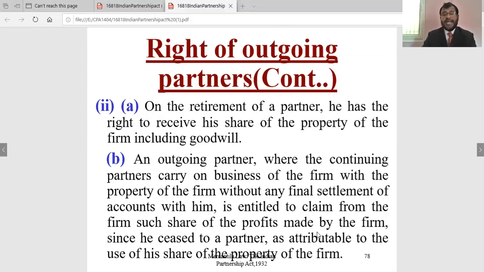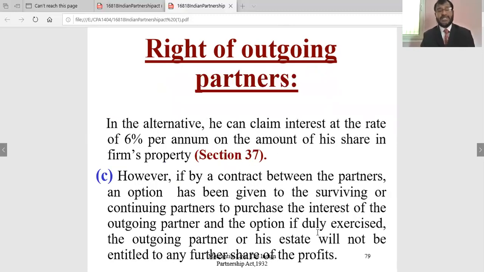On retirement of the partner, he has the right to receive his share of the property of the firm, including goodwill. Also, an outgoing partner, where the continuing partners carry on the business of the firm with the property of the firm without any final settlement of the accounts with him, is entitled to claim from the firm such a share of profit made by the firm since he ceased to be a partner as is attributable to the use of his share of property of the firm. Alternatively, he can claim interest at the prescribed rate.